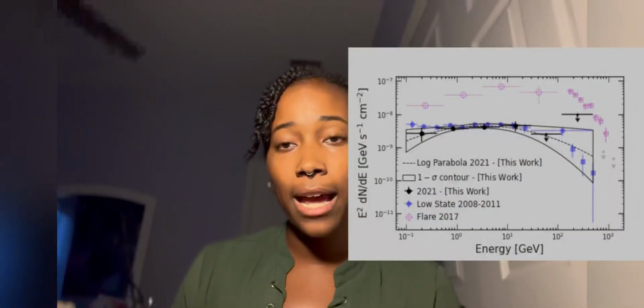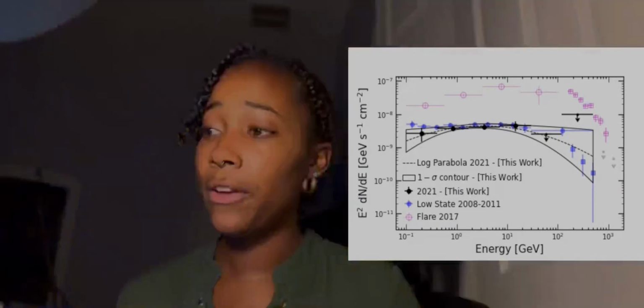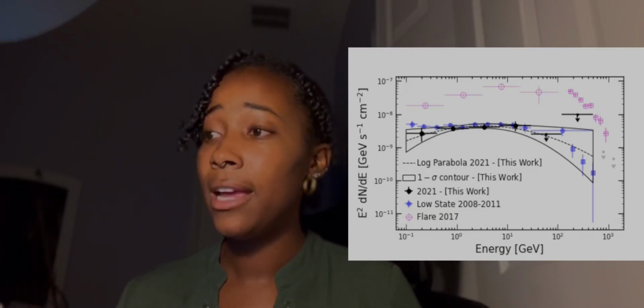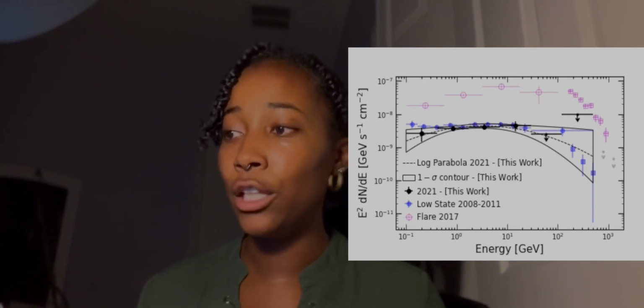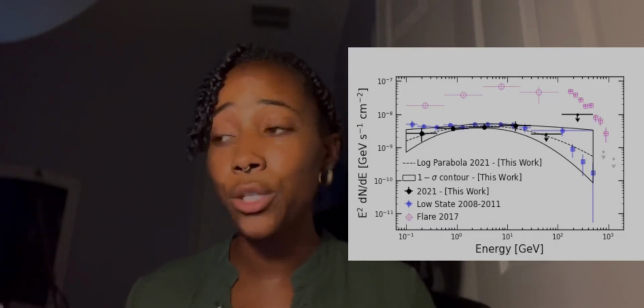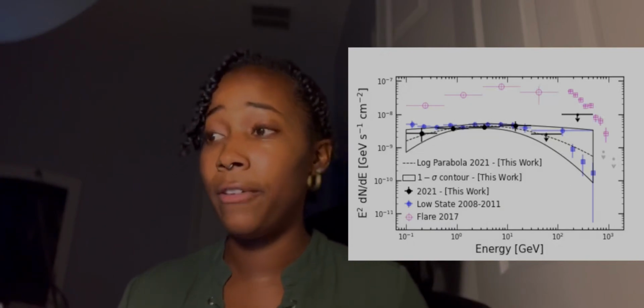Lastly, I plotted the spectral energy distribution for this current analysis. I overlaid this with the SEDs for the previously observed low state and high state for the source. The current data is in black, and the flare that was observed in 2017 is in pink. So we can see that that energy distribution is a lot higher. But when we look at the low state that was observed from 2008 to 2011, this current 2021 data matches it almost exactly. It's very, very similar.